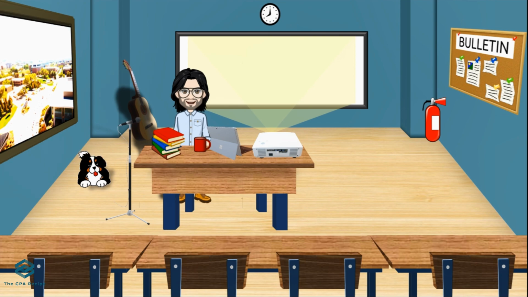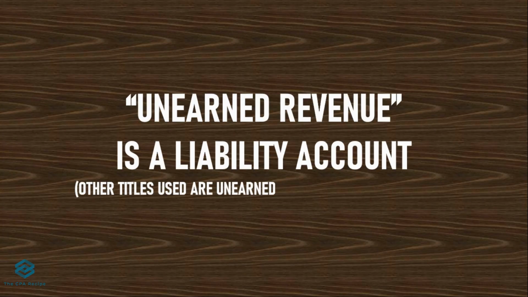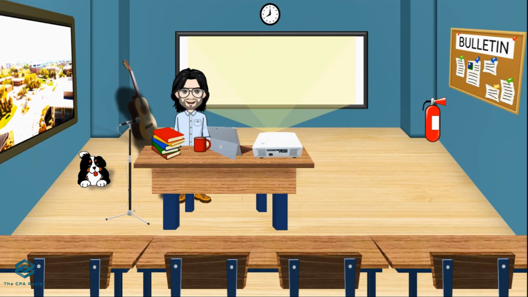So in this case, the entry will include a credit to unearned revenue, unearned income, deferred revenue. Yan yung mga usual titles na ginagamit. So lagyan natin ng example para magets mo.